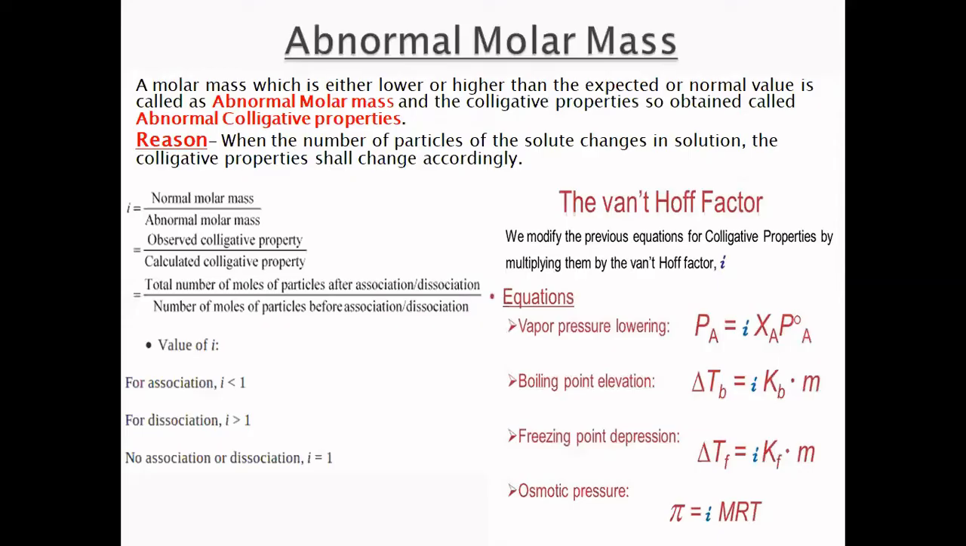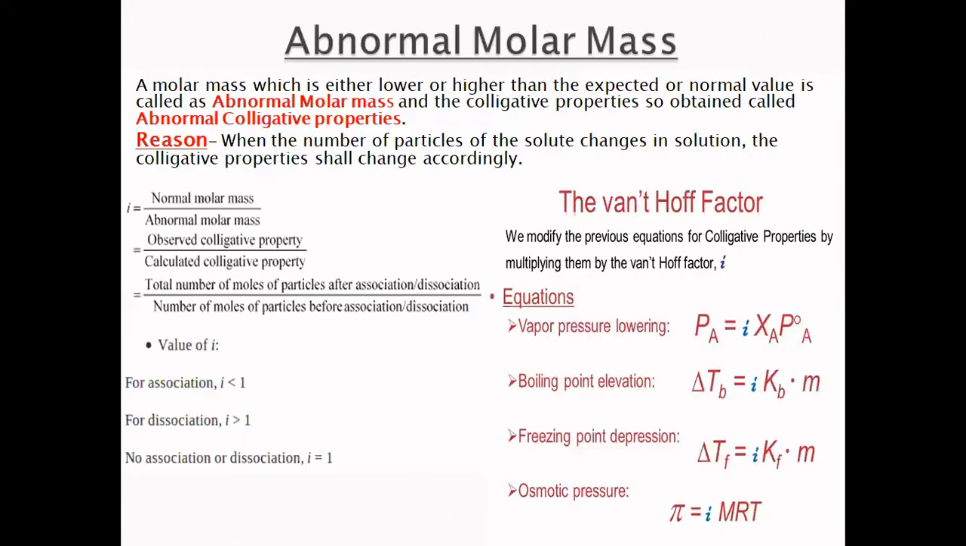Let's see abnormal molar mass. Abnormal, what does it mean? Abnormal molar mass is the mass which we get which is not the true mass. It is either higher or lower than what we expect from the normal value. We call it abnormal molar mass. And the colligative properties obtained due to this abnormal molar mass, we call abnormal colligative properties.